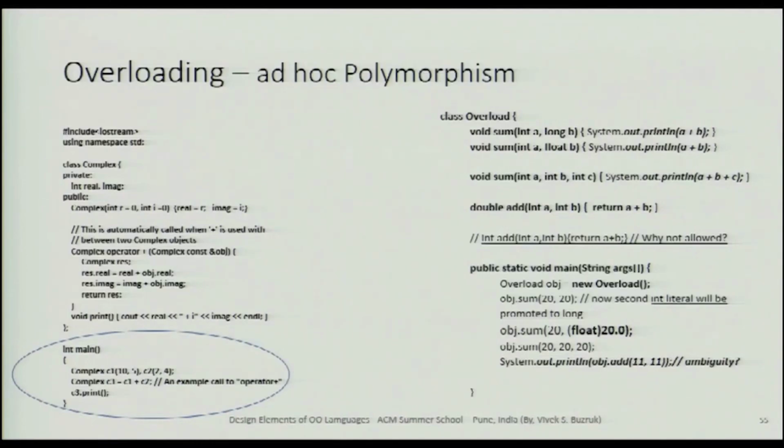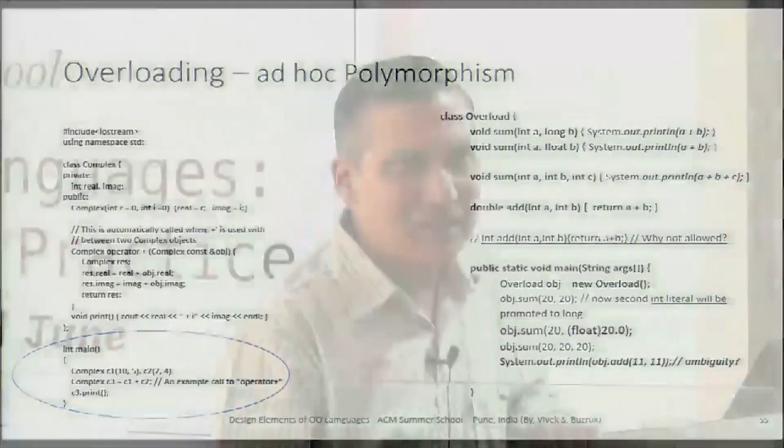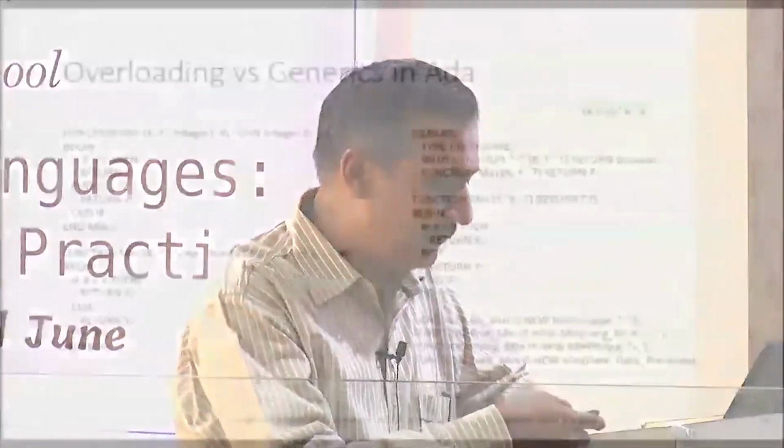It is actually not able to infer that I should use this sum even though I have given 20.0 here, because coercion comes into the picture, and it tries to apply the long version and says it cannot. This is a static error, by the way. If you remove this float, it is a static error, so you need to cast it to float. So this overloading is also allowed in Java, but in a different way. Obviously operator overloading is not there. Normal overloading is also there in C++, and operator overloading is also there.